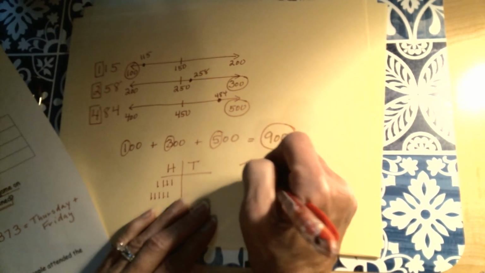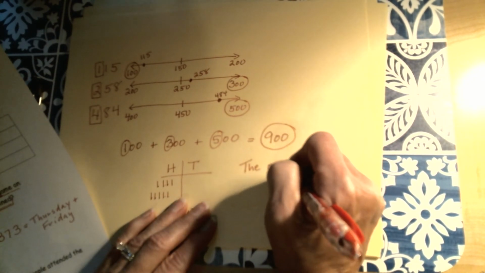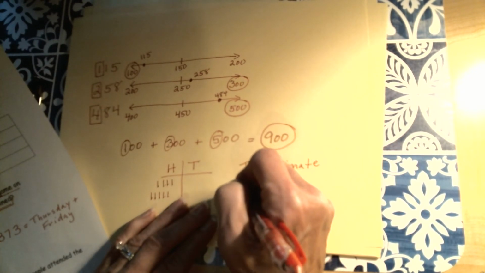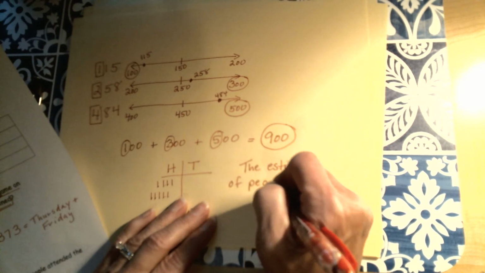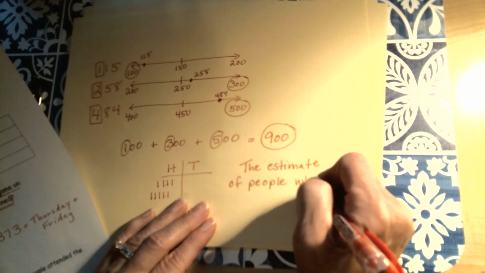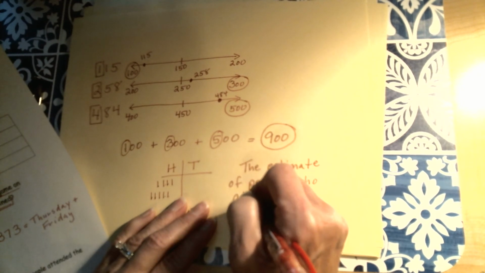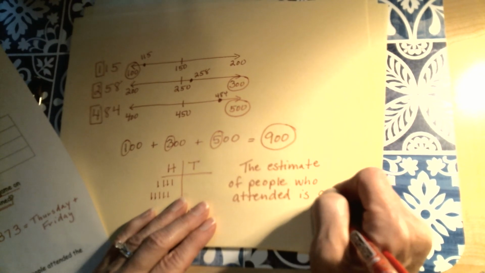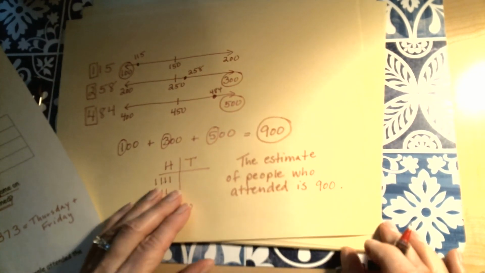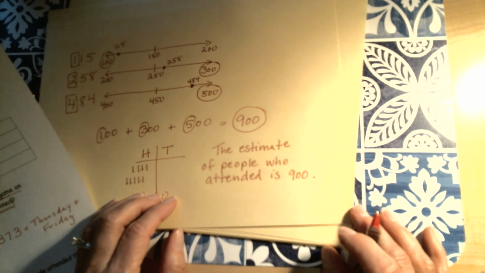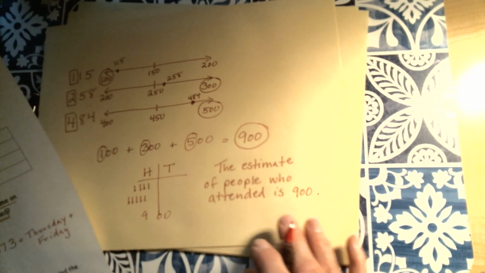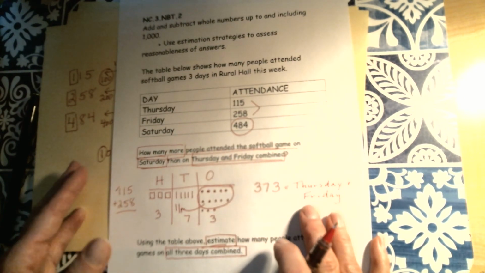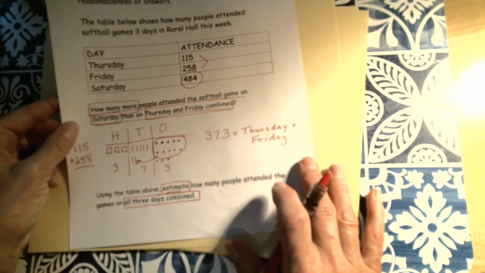The estimate of people who attended is 900. Okay, so that is how you use a table to answer a question and to find an estimate.